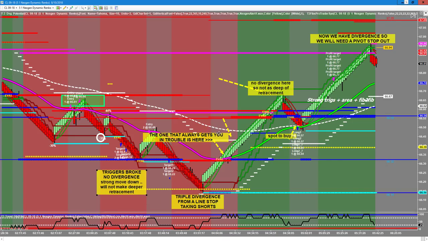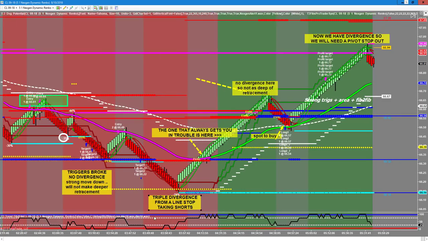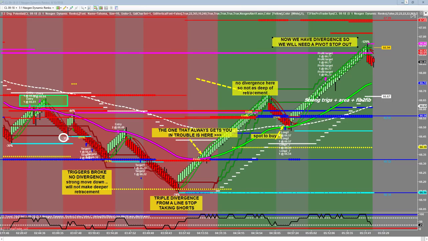So look at the kind of the big picture here. So we get trend trade short, and then at the bottom we get triple divergence. So trend trade short, up at the top, divergence. So what are we going to do? If there's no divergence, we're getting in on the first push down, typically. If we get divergence, we're usually going to get a pivot stop out. So again, this is a lesson that we teach a lot.